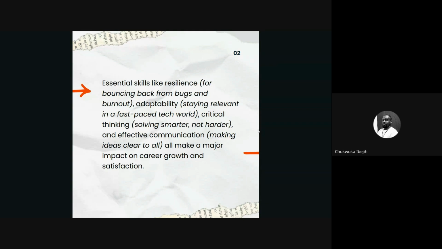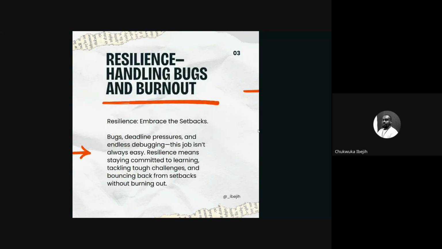So essential skills like resilience, problem solving, adaptability, communication, and other things play a very important role because there are different situations you find yourself in during your journey in this industry that will require these different skills. And with these different skills, these are what you're going to use to come out on top of that situation. So let's go in. So resilience, handling bugs and burnout.